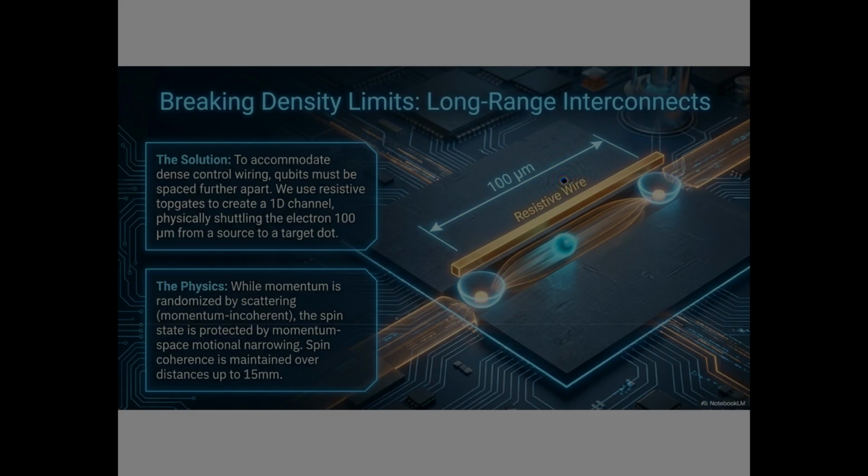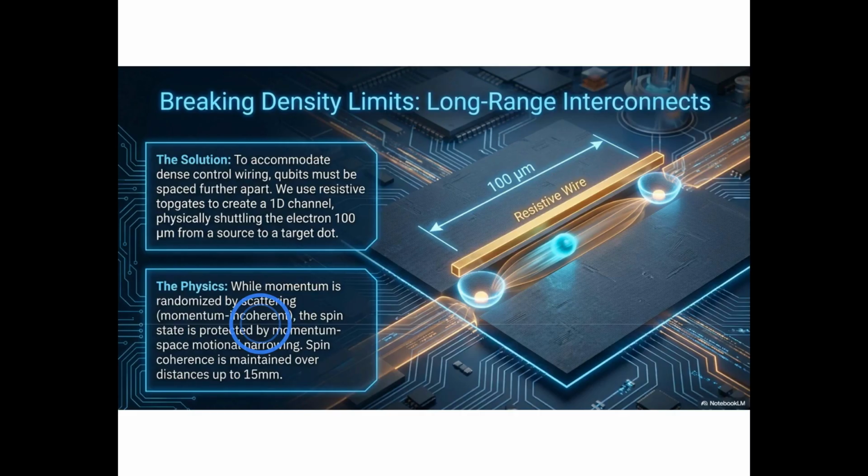But here is the critical physics question. Does the spin state survive the journey? The answer is yes, and here is why. While the electron's momentum is constantly randomized by scattering, making transport momentum incoherent, the spin state is protected by motional narrowing. Motional narrowing works because the electron moves through many different nuclear spin environments faster than any single nucleus can affect the spin. The fluctuating noise fields average to near zero over the transit time.